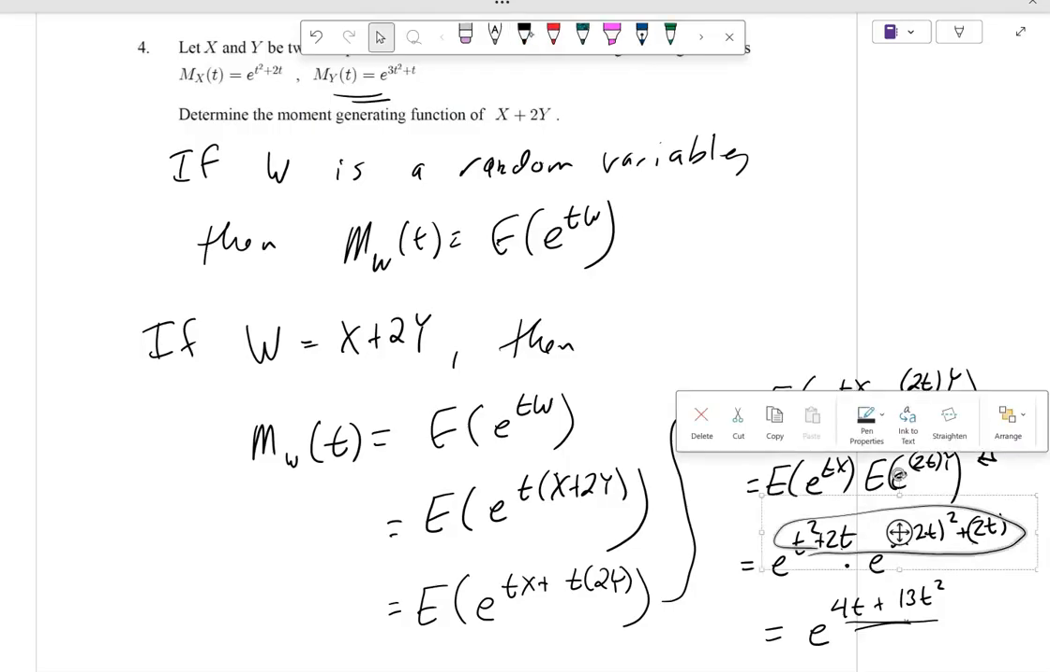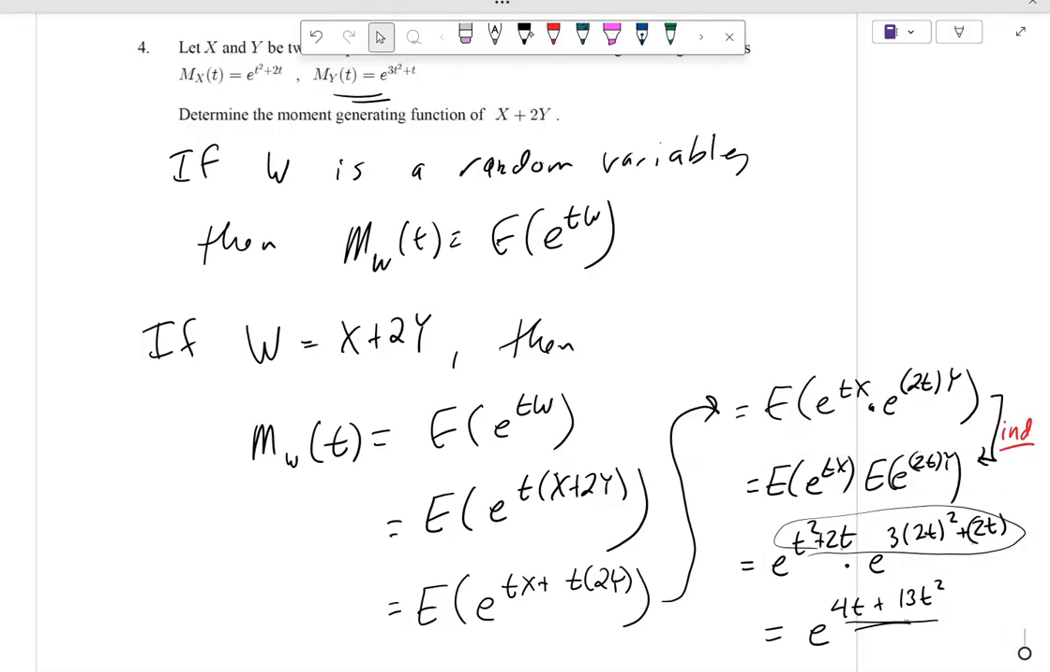In any event, the idea here was A, how we got the moment generating function, and B, the fact that when I added normals, I got a normal. Okay, that was the big thing.